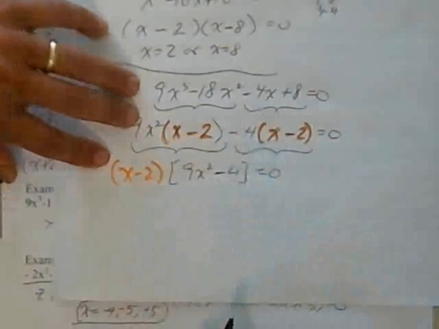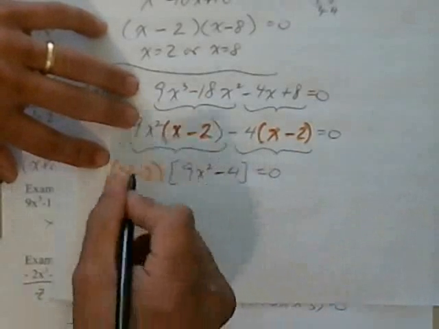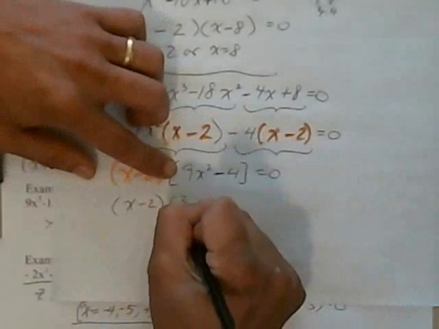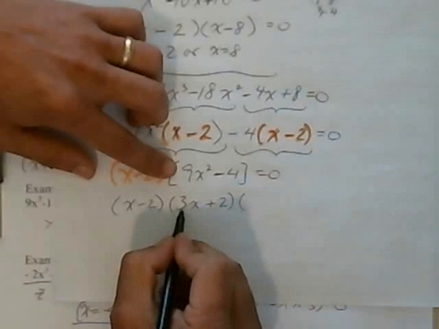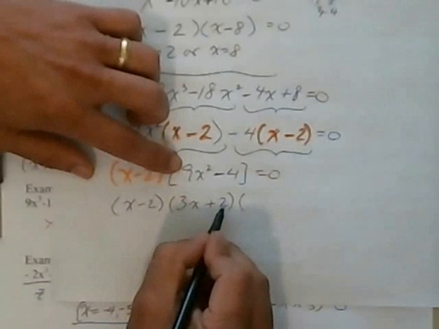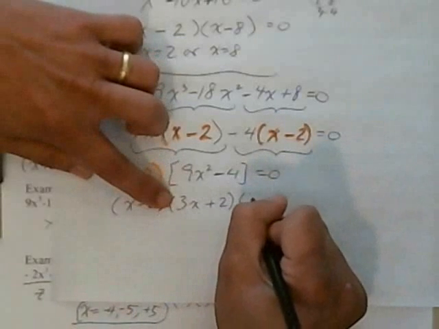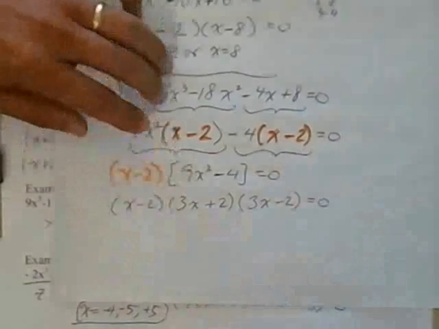If you don't, it takes a little bit of practice. This is a perfect square. This is also a perfect square. This becomes 3x plus 2. 3x times 3x is 9x squared. Plus 2 times negative 2 is minus 4. So, and what's the conjugate? 3x minus 2 equals 0.